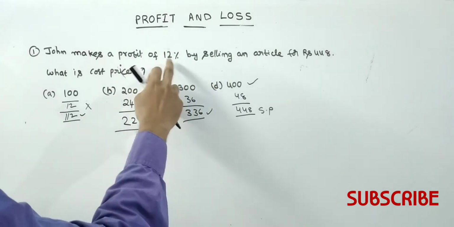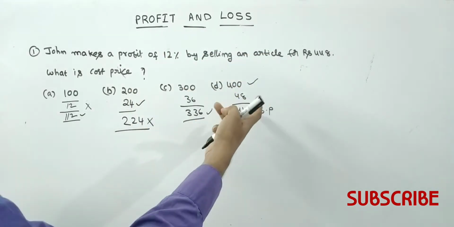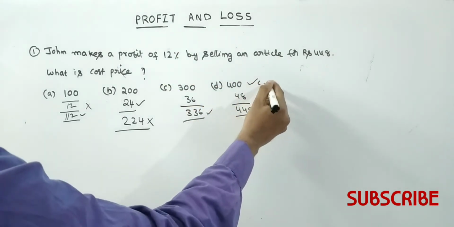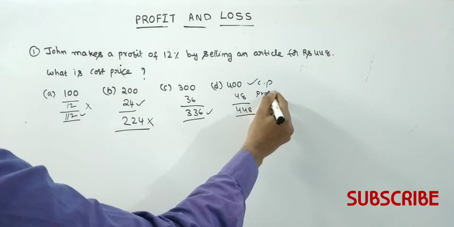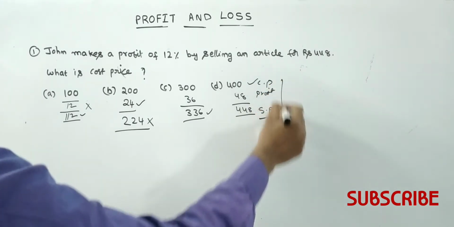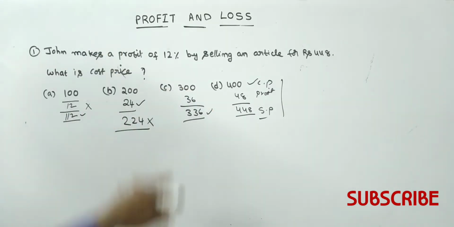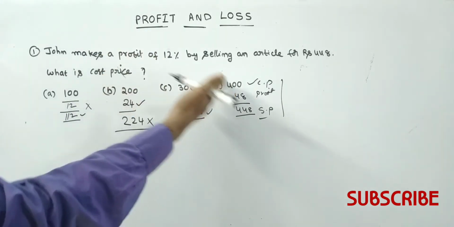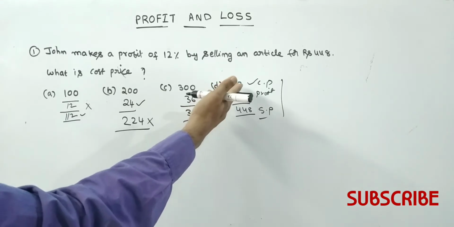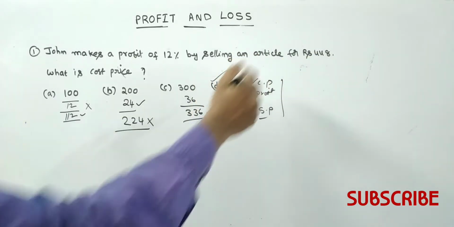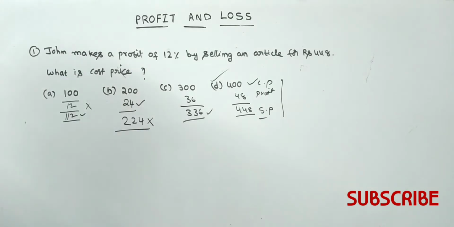12 percentage of 400 is 48. That means 400 plus 48 is 448. This is the cost price, this is the profit, this is the selling price. So we will get the answer straight away. No need to go through the procedure and all. Straight away, 12 percentage of 400 is 48, and 400 plus 48 is 448. So the selling price is 448. Then the answer is 400.